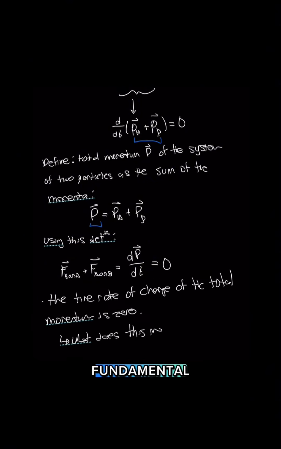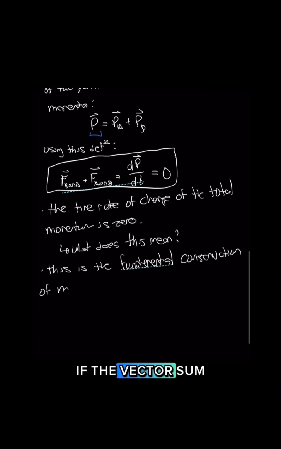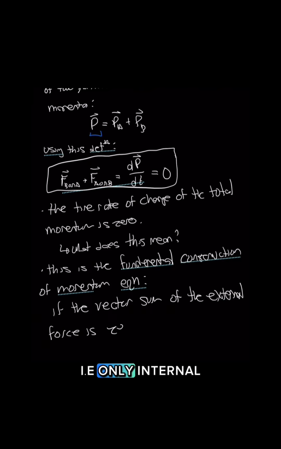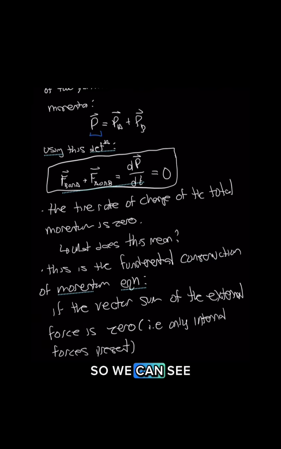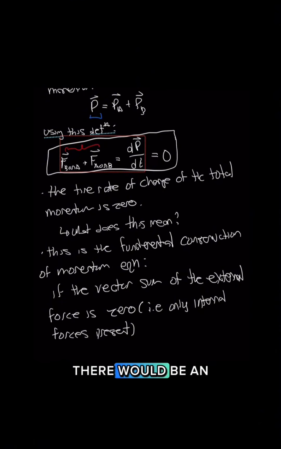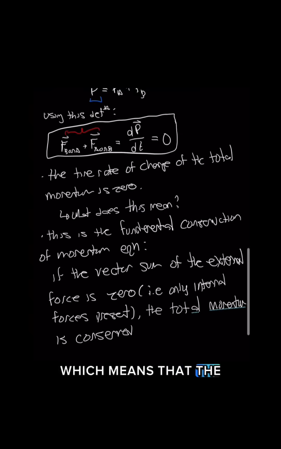And what does this mean? This is the fundamental conservation of momentum equation. If the vector sum of external forces is 0, i.e. only internal forces are present. So we can see on the left-hand side here, the only forces are the internal forces. If there was an external force, there would be an extra term here. But if there's only internal force, the total momentum is conserved, which means that the change in momentum is equal to 0 because the momentum doesn't change.